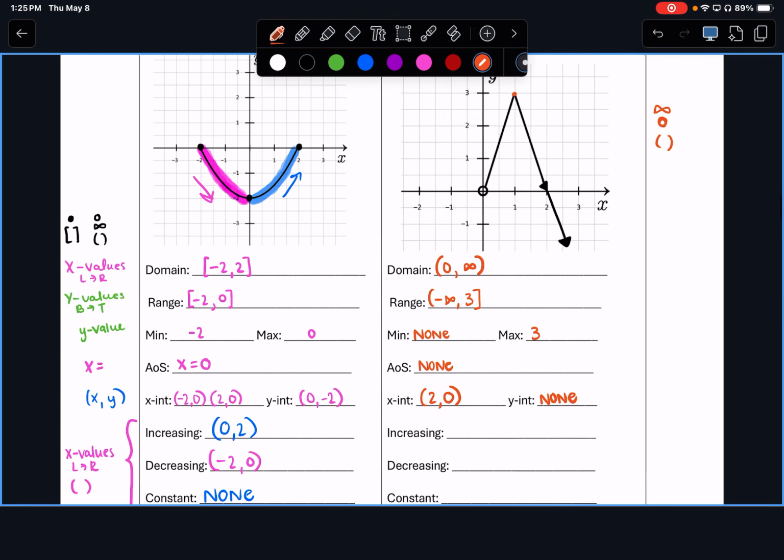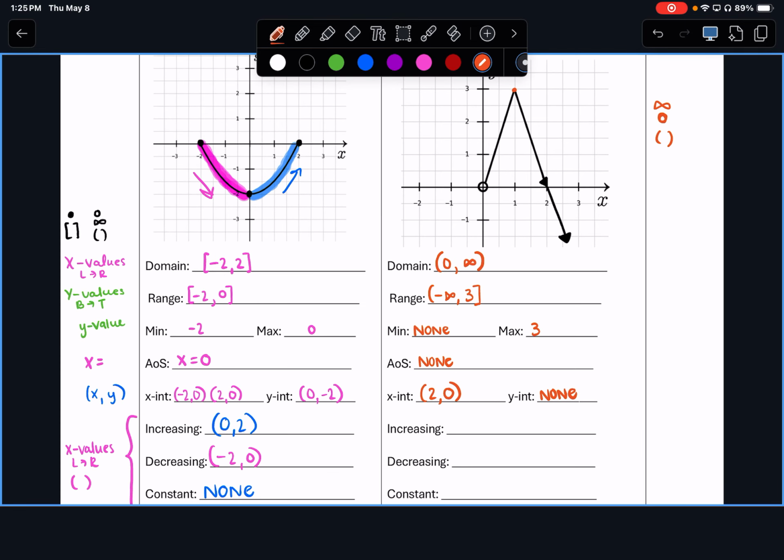Now we're going to look at our increasing, decreasing, and constant intervals. As this graph starts, what's happening? It's increasing. So it is going up. How would I write that interval? 0 to 1. We only use x values for this.